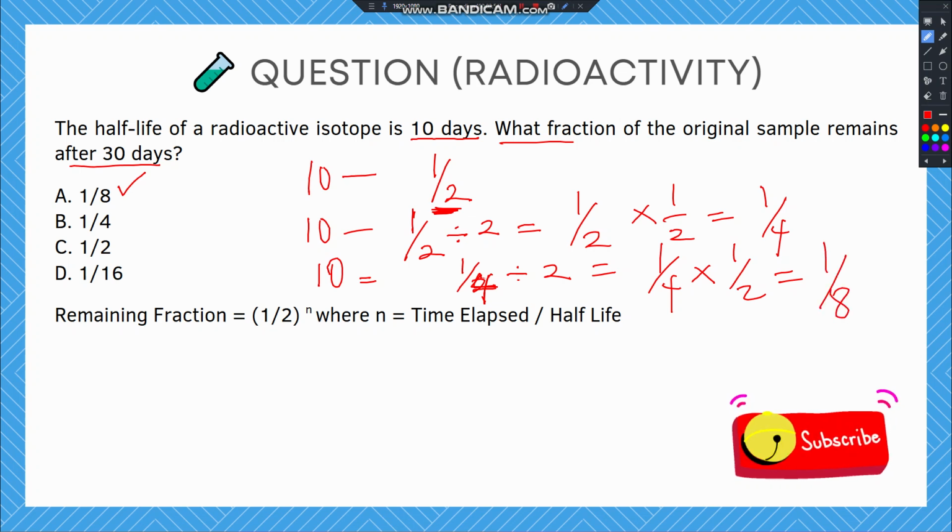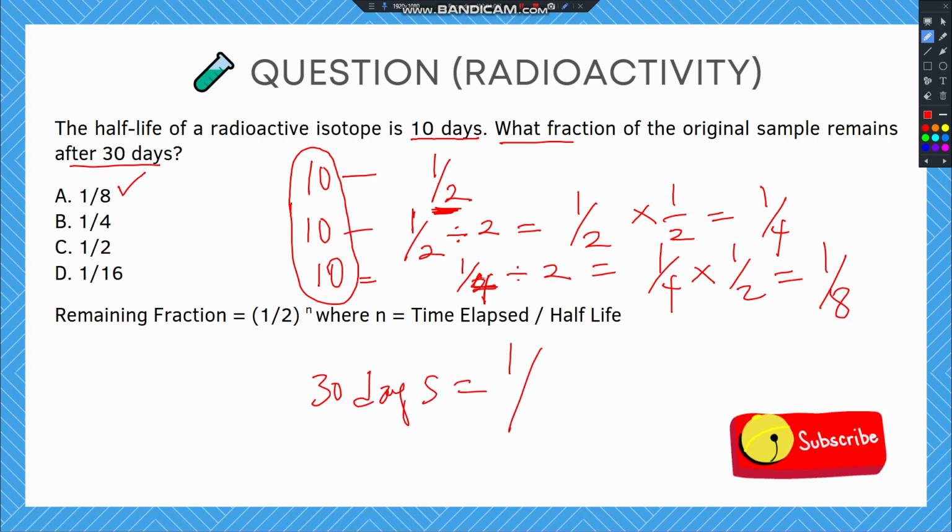So after each half-life, remember we have dealt with 3 half-lives now. 10 days plus 10 days plus 10 days gives us 30 days. So after 30 days, the fraction of the amount of substance that remains is 1 over 8. I'm sure you saw how all the steps were carried out.